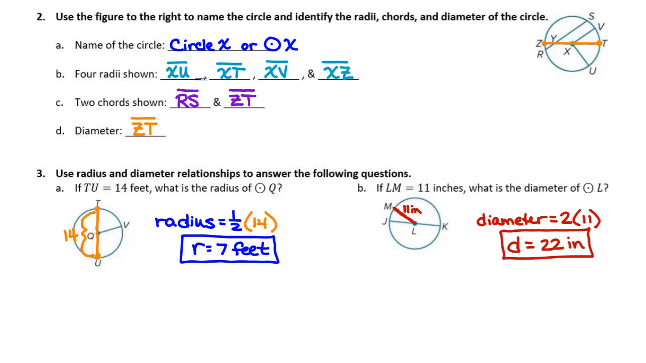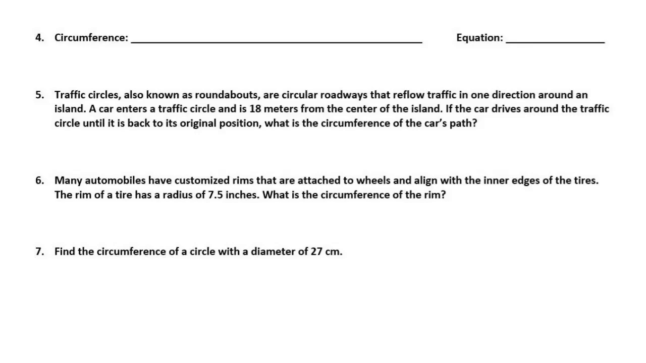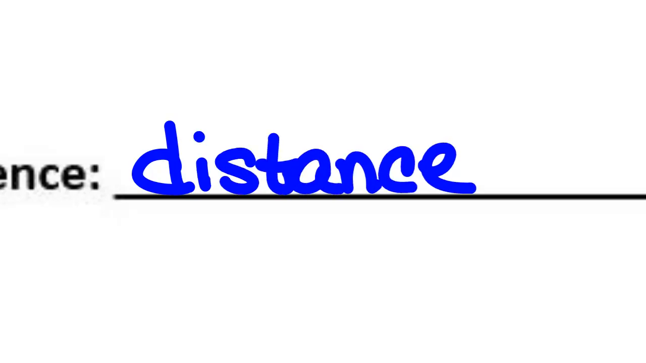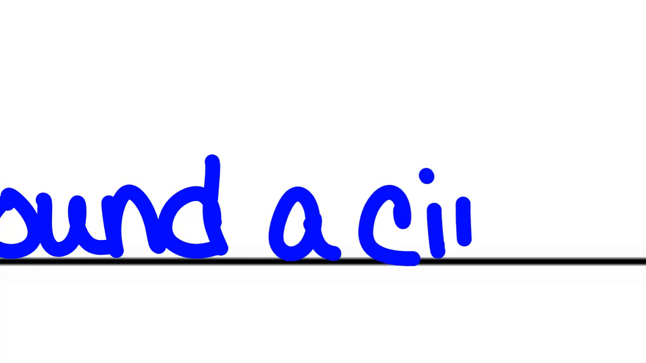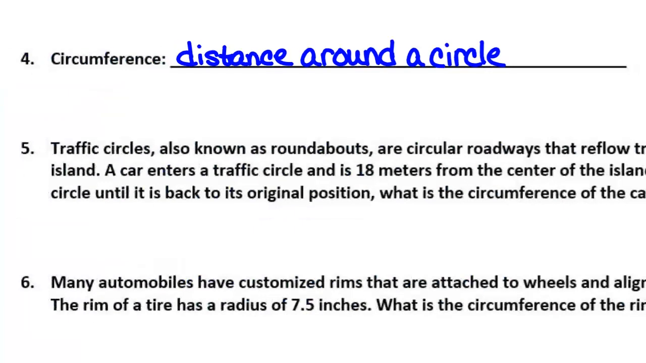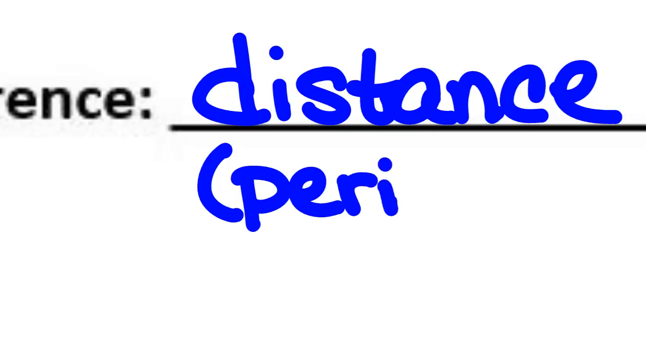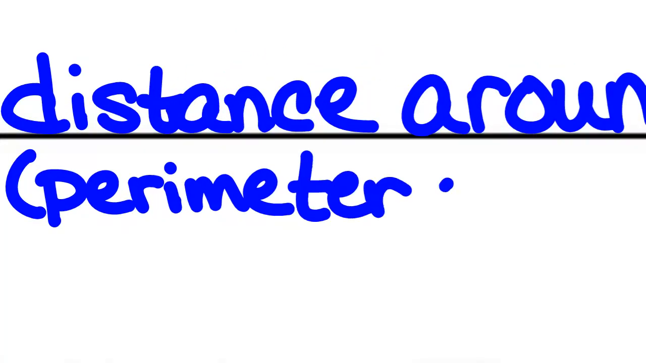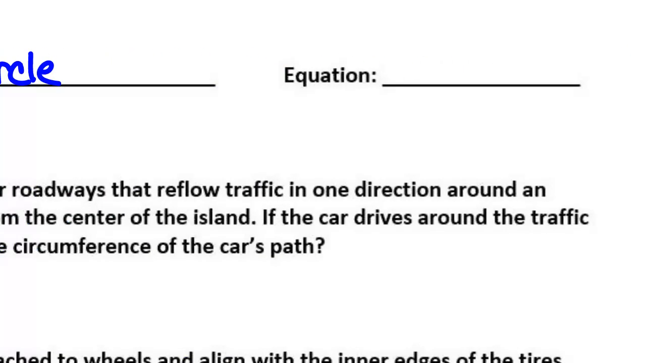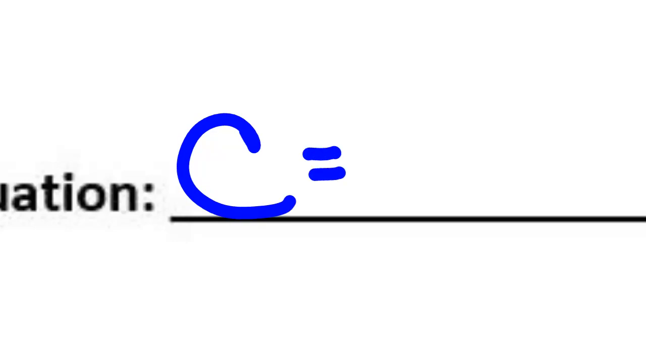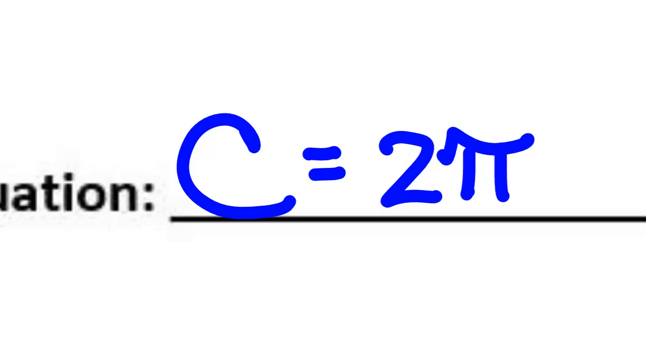Let's go ahead and flip to the back side of this, page 2. Who can tell me what the circumference of a circle is? Distance around the outside, yes. This is the distance around a circle. So basically, it's the perimeter of the circle. The formula or the equation for the circumference of a circle, does anybody happen to remember this? 2 pi r, yes. Circumference is equal to 2 pi r.